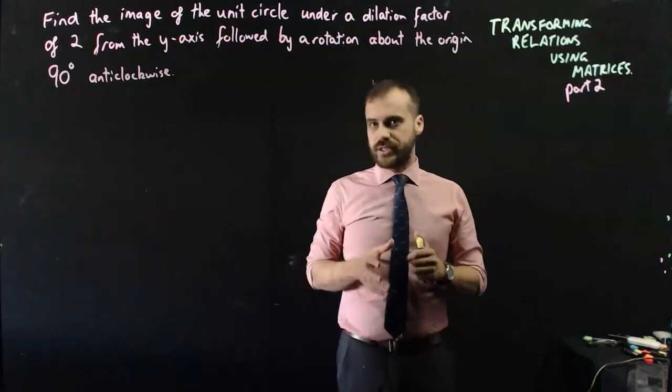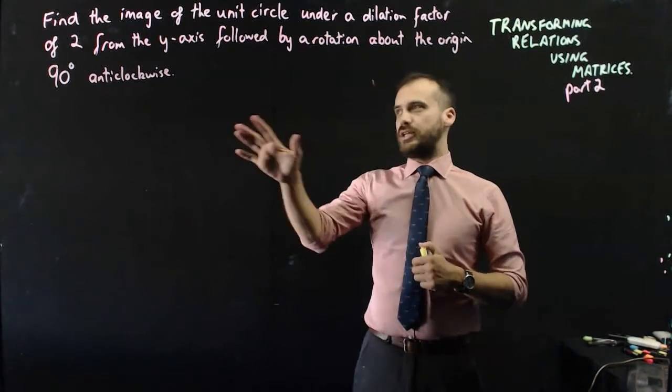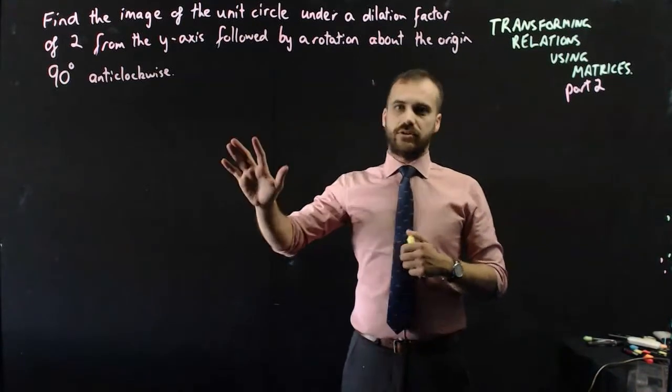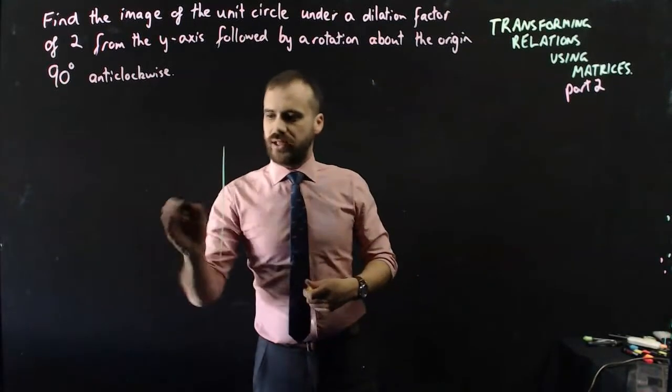So we're going to use matrices to do this, but let's look at the question. Find the image of the unit circle under a dilation factor of 2 from the y-axis, followed by a rotation about the origin 90 degrees anti-clockwise. Now, you can do that fairly easily.